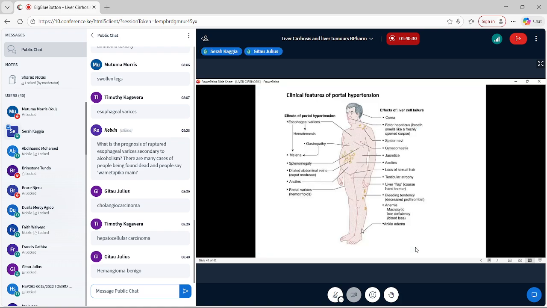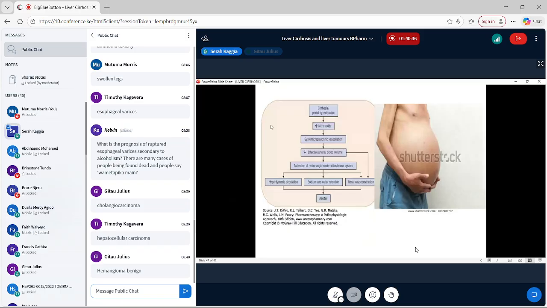The low albumin is what causes even the edema. So this is part of it.